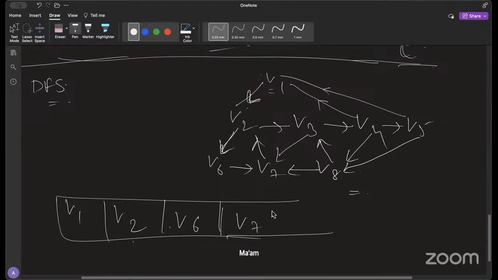Ma'am, after taking V7 then you'll come back to V2. Can we not go to V3? Yeah, from V2 you can go to V3. You can go to either V3 or V6, your choice. I've taken V6 here. So you go to V6. Then there's V7.